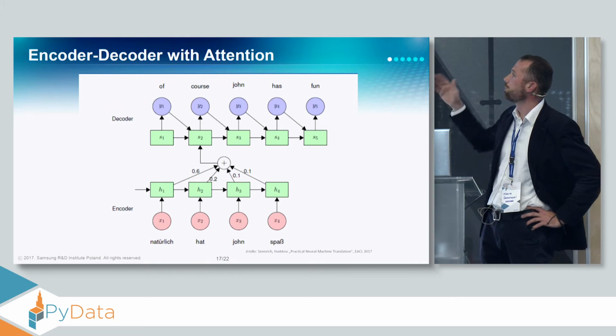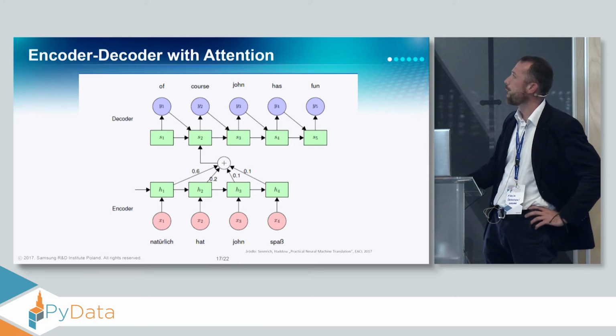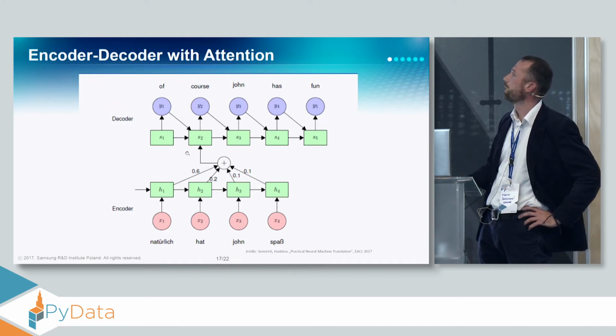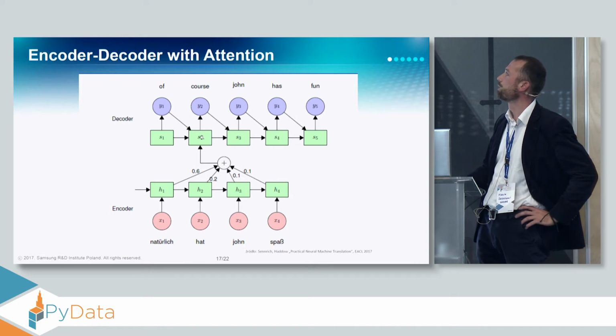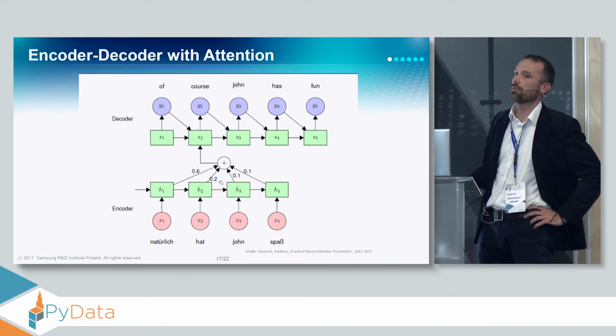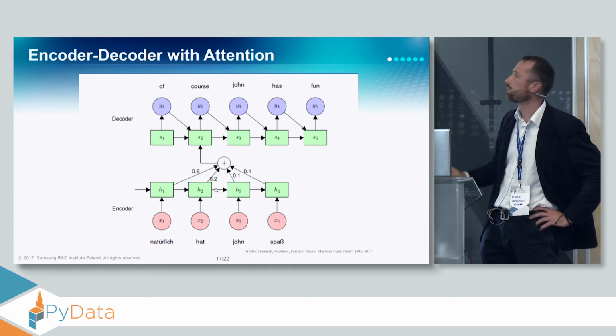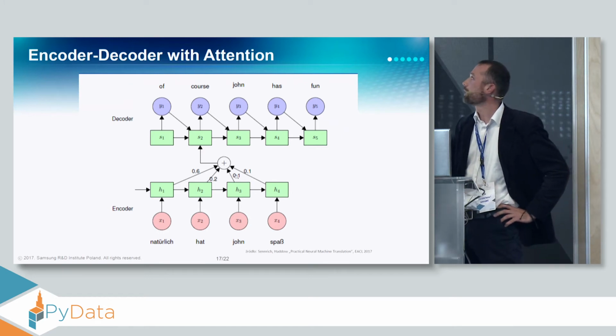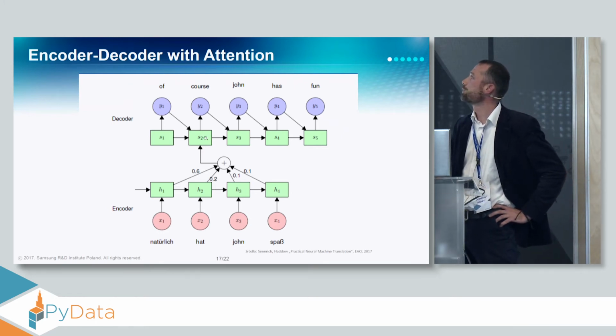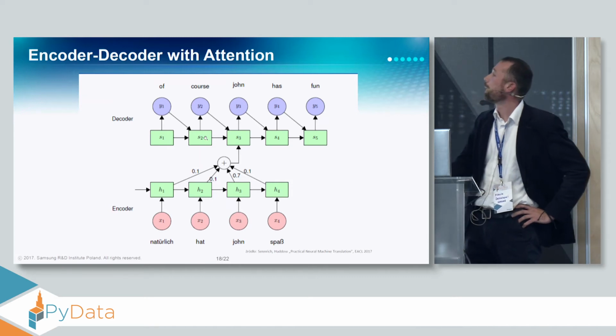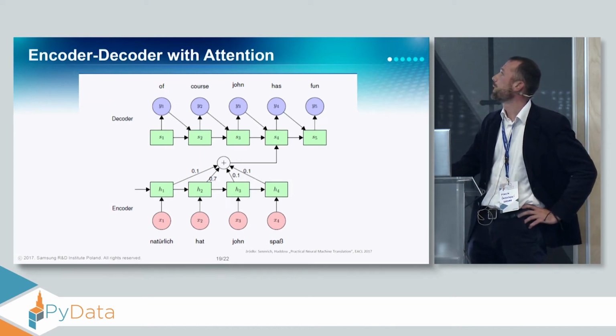So each time it generates an output, it updates its state and asks the attention, what now? What's important at this particular moment? It computes the current context of the decoding. The attention puts this context to the decoder, and the decoder computes the output, and so on.